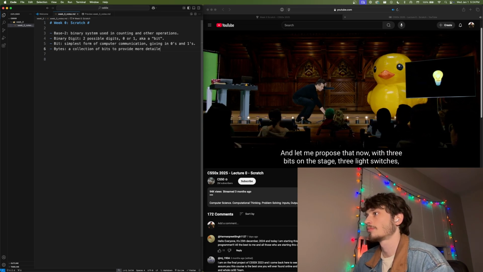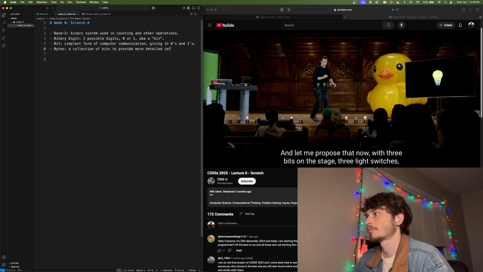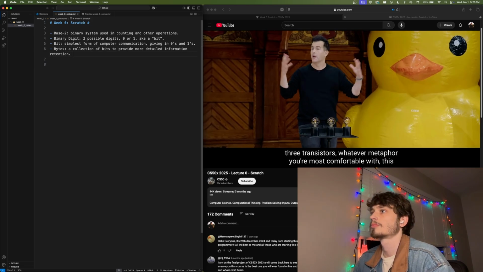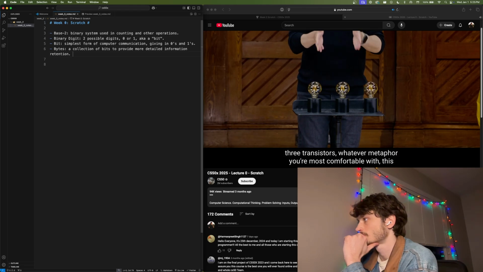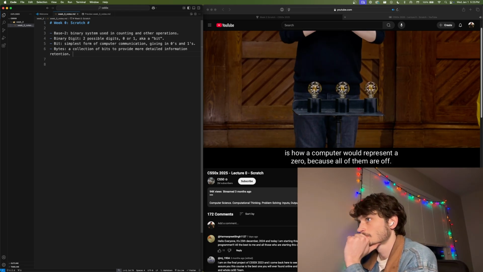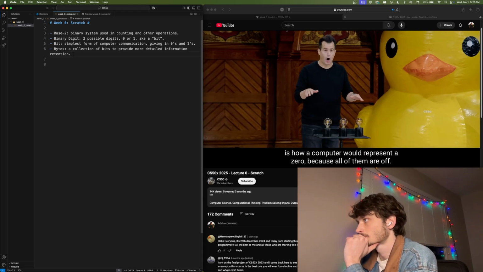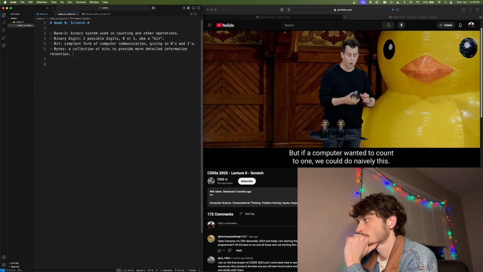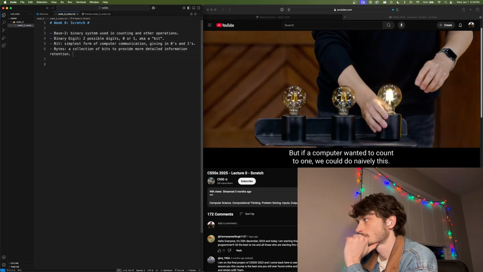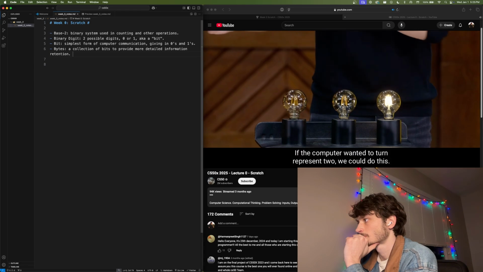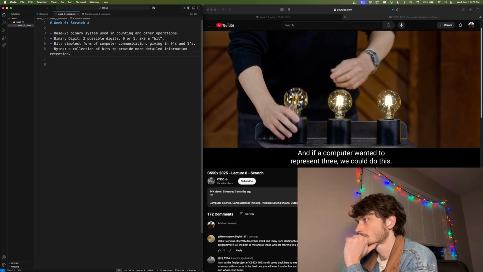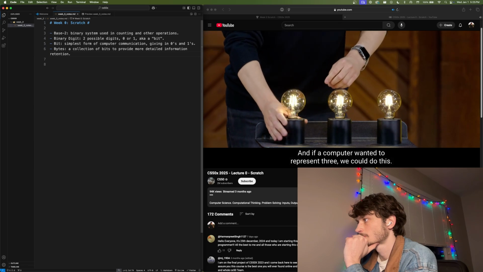And let me propose that now, with 3 bits on the stage, 3 light switches, 3 transistors, whatever metaphor you're most comfortable with, this is how a computer would represent a 0, because all of them are off. So it's off, off, off. But if a computer wanted to count to 1, we could do naively this. We could turn this on. And if a computer wanted to represent 2, we could do this. And if a computer wanted to represent 3, we could do this.